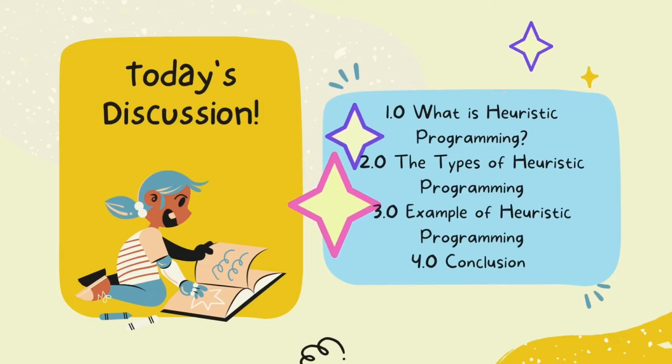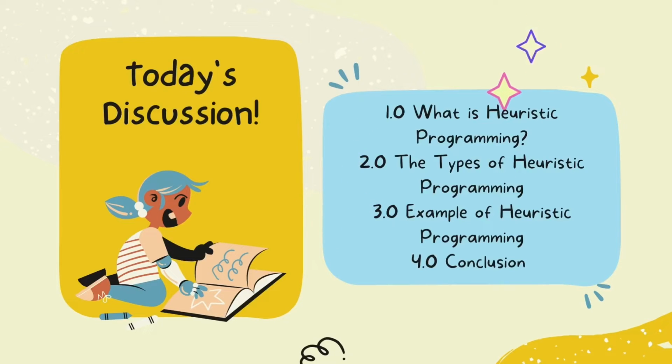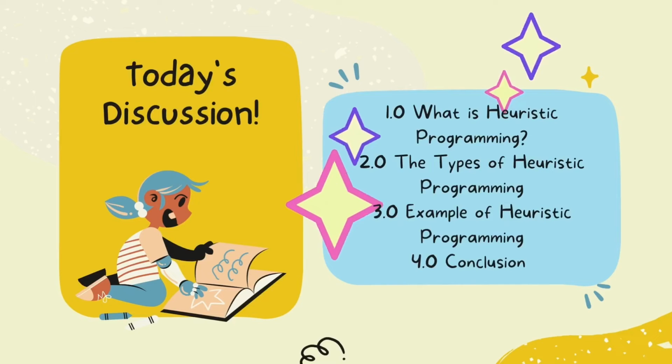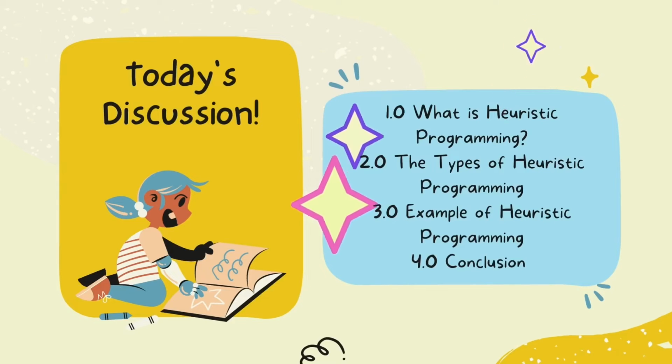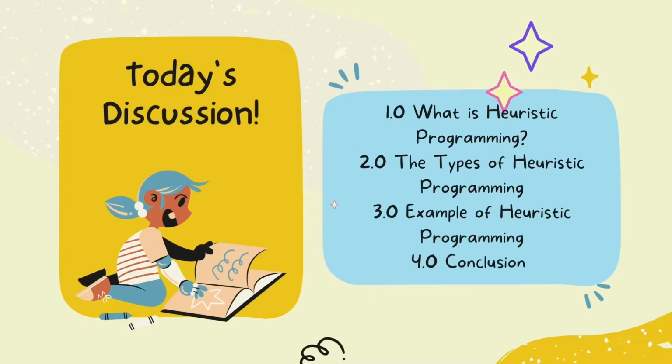This is our discussion today. First is what is heuristic programming. The second one is the types of heuristic programming. The third one is an example of heuristic programming, and the last one is the conclusion.